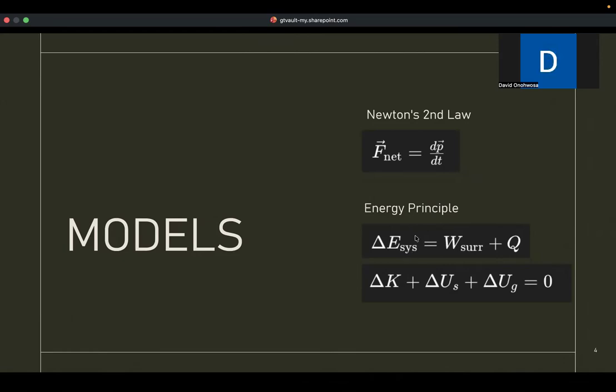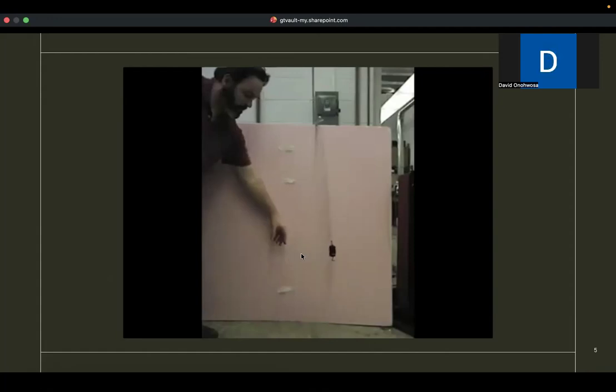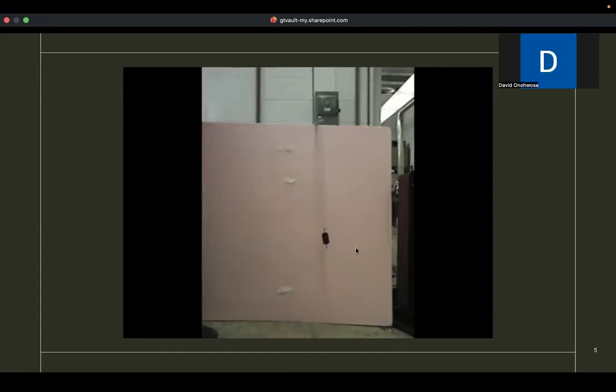Basically, our delta E for the system ends up equaling zero, because these go to zero when our system is like the entire Earth. We don't have any surrounding forces or anything doing work from the surroundings. Sorry. So we end up with this formula. And here's the video that we used. Basically, as you can see, the spring is swinging around in an oscillating motion.